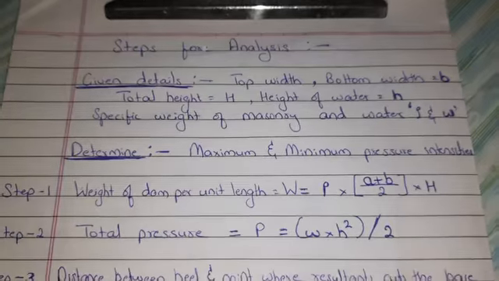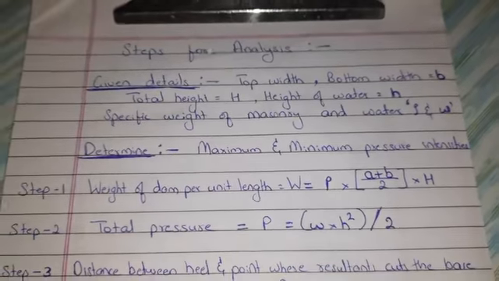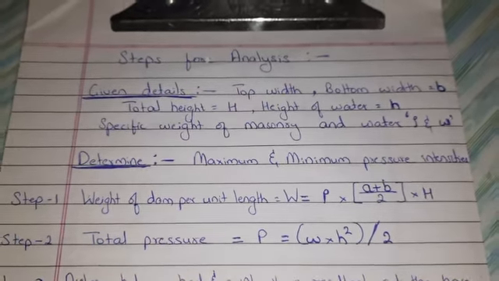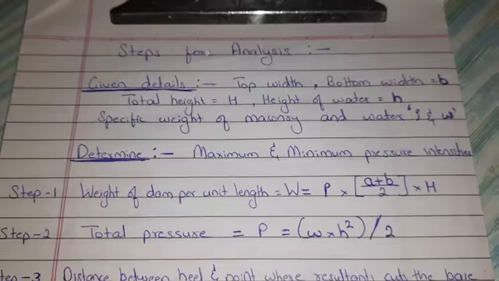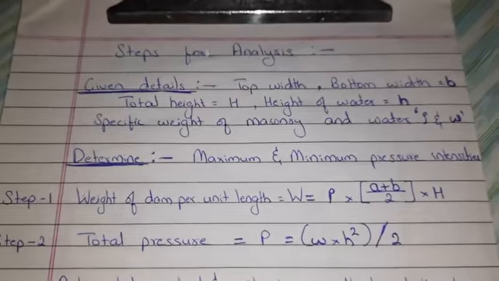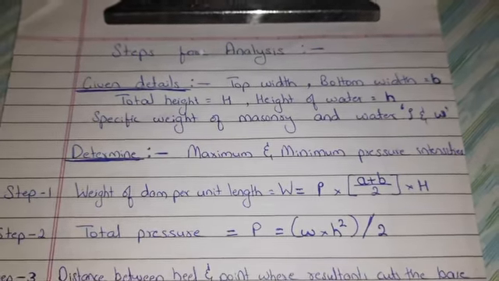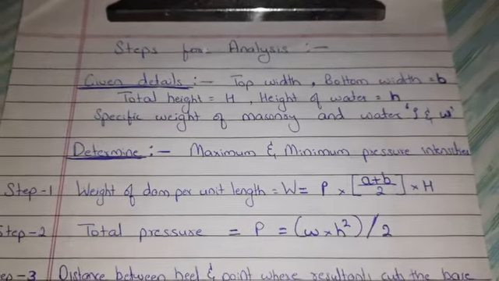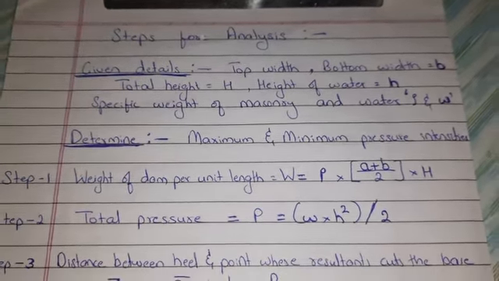In this chapter you will be dealing with two types of problems. The first is analysis and the second is design. In analysis, the top width, bottom width, and total height of the dam will be given, then the height of water stored in the dam, the specific weight of the masonry, and also the specific weight of the water will be given. We have to determine the maximum and the minimum pressure intensities at the base of the dam.